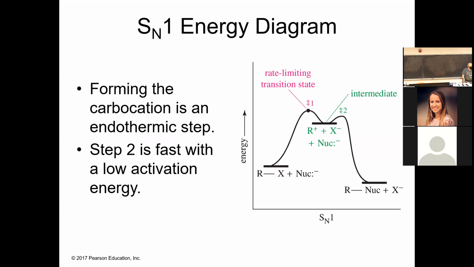Okay, so this looks a little bit different from the SN2 diagram. There is an intermediate, which is this local minimum right here. An intermediate is something that is produced in one step and consumed in a subsequent step. There are 2 transition states, 2 activation energies.